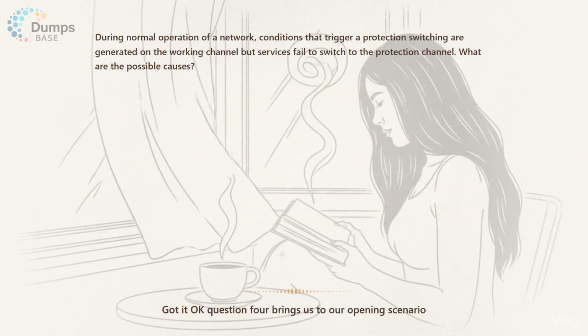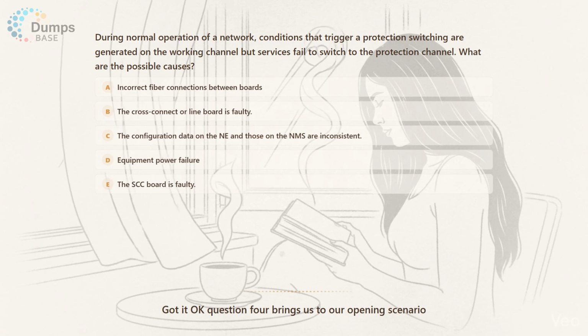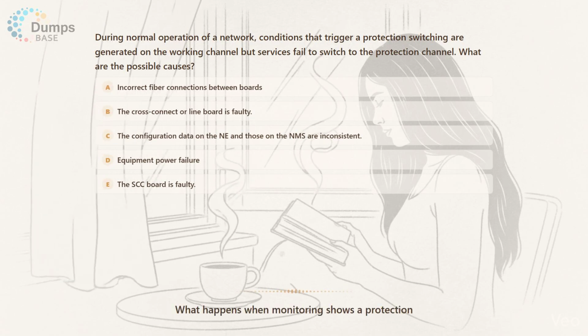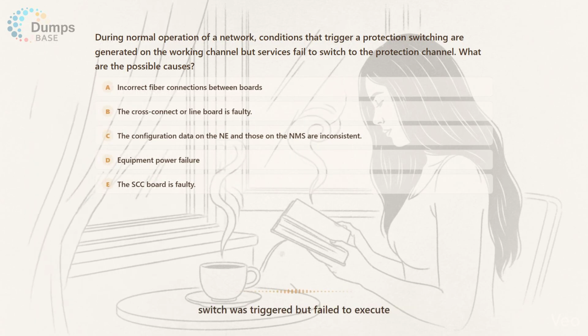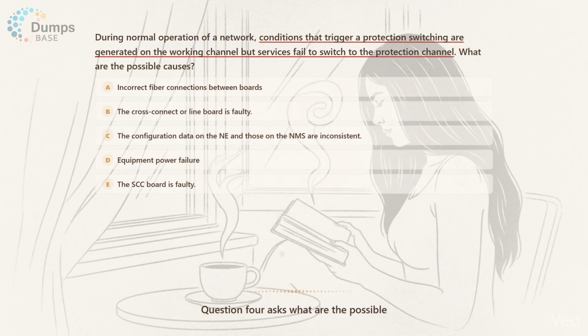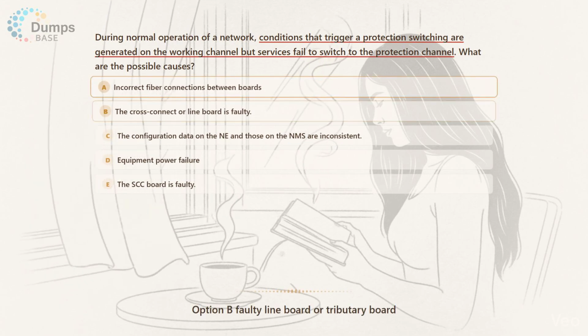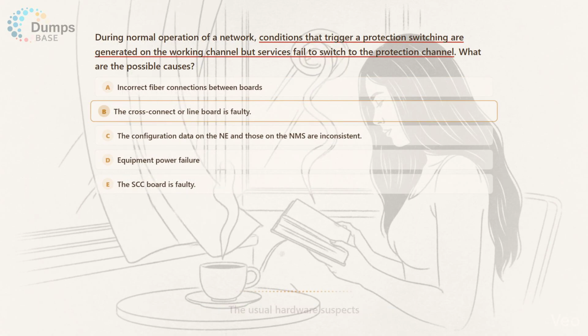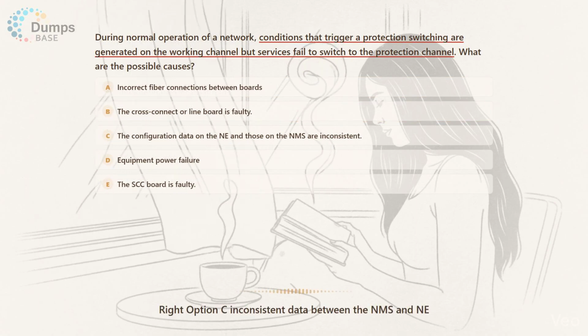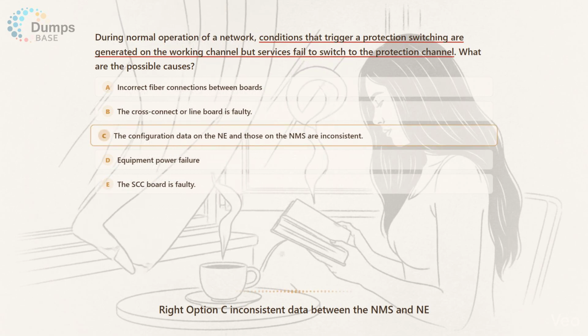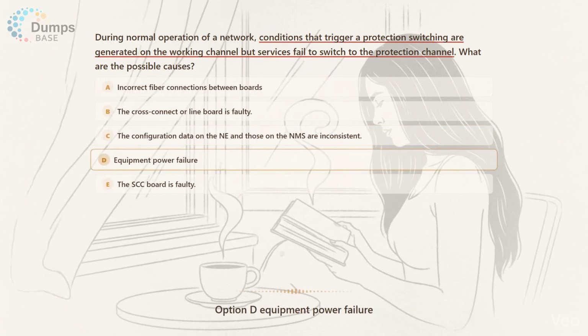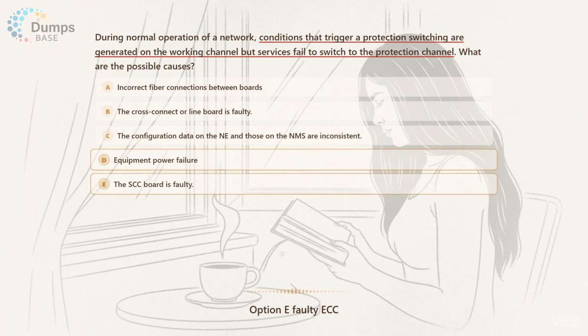Got it. Okay, question 4 brings us to our opening scenario. What happens when monitoring shows a protection switch was triggered but failed to execute? Question 4 asks, what are the possible causes for a protection switching failure? Option A, faulty cross-connect board. Option B, faulty line board or tributary board. The usual hardware suspects. Right. Option C, inconsistent data between the NMS and NE. Option D, equipment power failure. Option E, faulty SEC board.